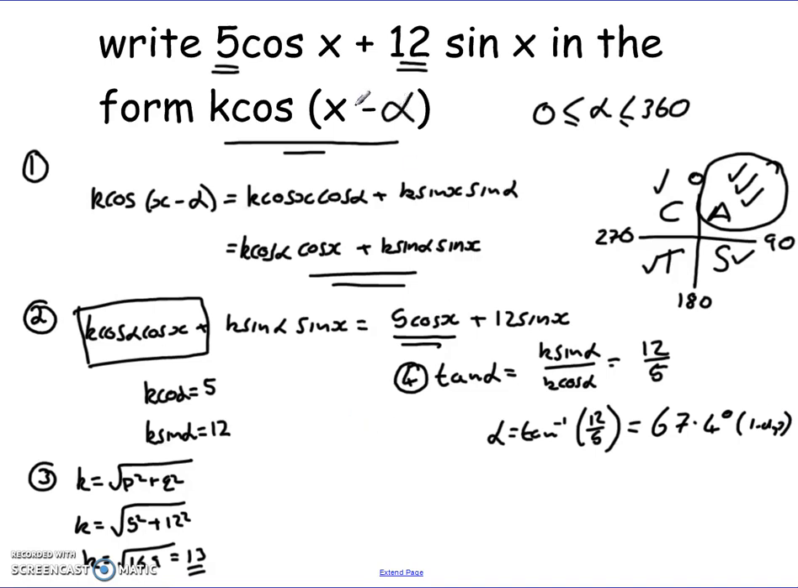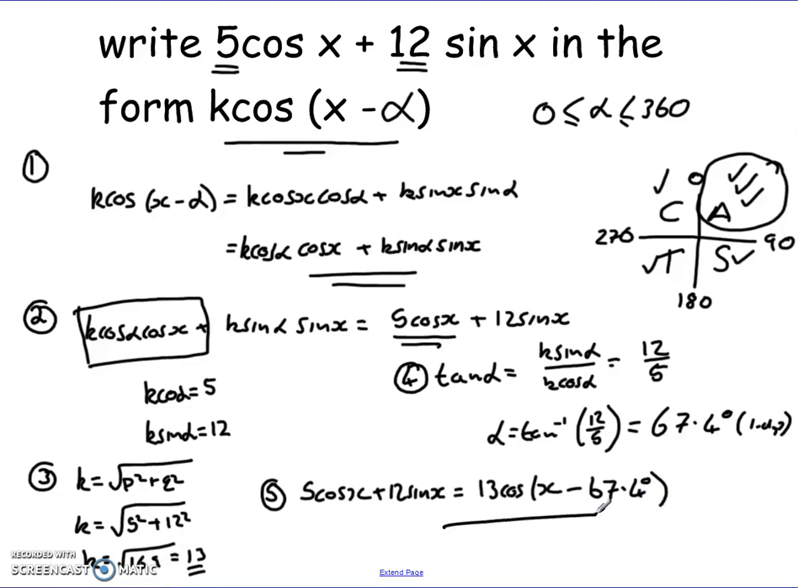So now I have the alpha part, now I have the K part, I'm able to write this whole thing out, and that is the final step. You have to combine everything together to get it in that final form. So at this point, I now say 5 cos x plus 12 sin x equals, well I know it's going to be K cos (x minus alpha). K is 13, so it's going to be 13 cos of bracket x, take away the alpha, which in this case is minus 67.4 degrees. That's me rewritten this function in this form here.